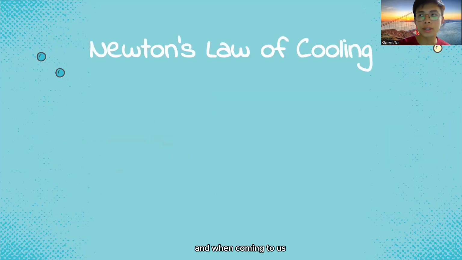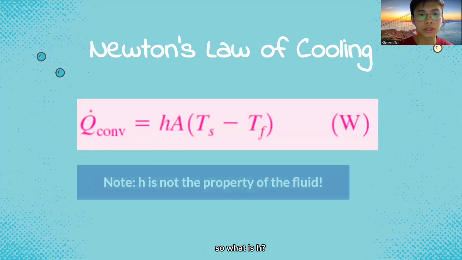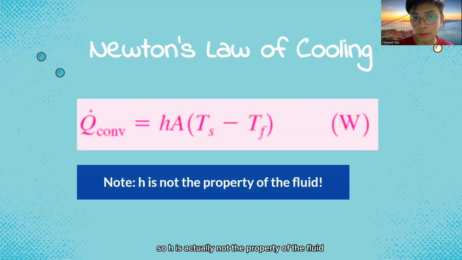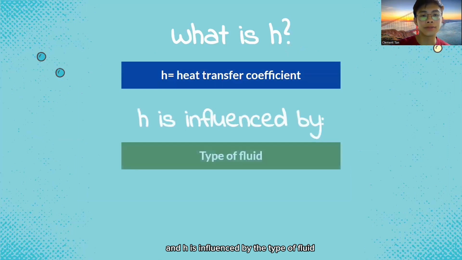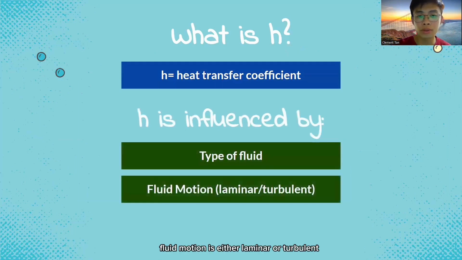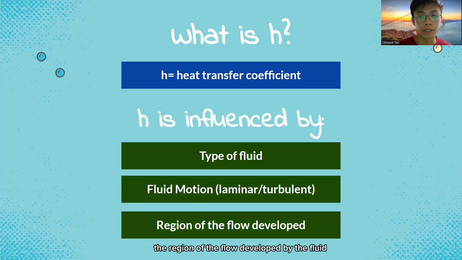When coming to convection, we'll be talking about Newton's law of cooling. In this law, we focus on the heat transfer rate for a convection process, where the equation is h times A, which is area, times the difference of temperature. So what is h? h is not a property of the fluid, but the heat transfer coefficient. h is influenced by the type of fluid motion, whether it is laminar or turbulent, and also the region of the flow developed by the fluid itself.